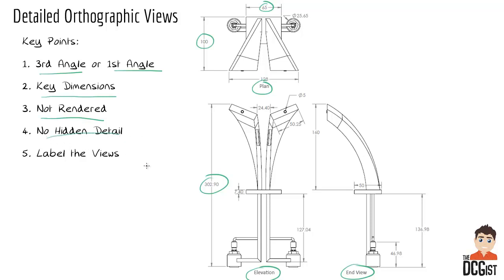If you want to show things that are behind things or different parts of your model that are inside, you're going to do that using a sectional view, not using hidden detail. If you put in hidden detail, it can mean that there's an awful lot of lines in your plan, your elevation, and your end view, and it can be very hard to read. So try to avoid putting hidden detail into your orthographic views. Then you're going to also make sure to label your views, as I said before, so your plan, your elevation, and your end view, so that you're showing the examiner that you know exactly what it is that you're drawing.